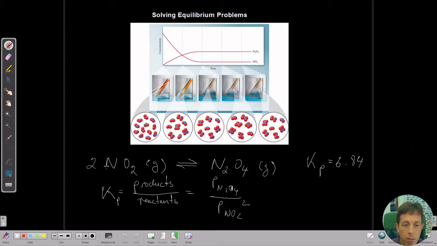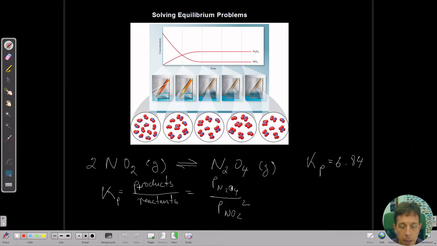So if we have a scenario where we start off with pure NO2, over time the amount of NO2 will decrease and the amount of N2O4 will increase. And so if we look at this in terms of, say, partial pressure, if we start off with no N2O4 in the container and some amount of NO2, we can then measure the concentrations at equilibrium. And for this reaction right here, the pressure-based equilibrium constant is 6.84.